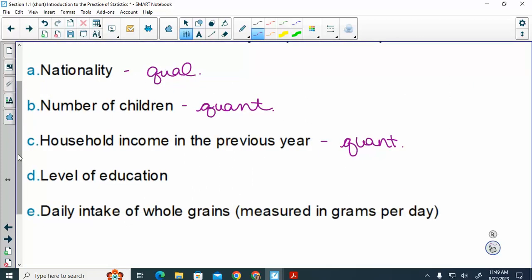Level of education. So that's like saying, do you have an associate's degree, bachelor's, master's, doctorate? Daily intake of whole grains measured in grams per day. Right. We're going to be measuring it using grams, so that would be quantitative. In just a little bit, I am going to be giving you some to practice on your own. So far, is this clear with everybody?